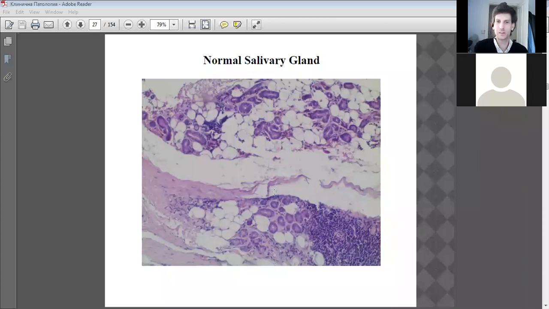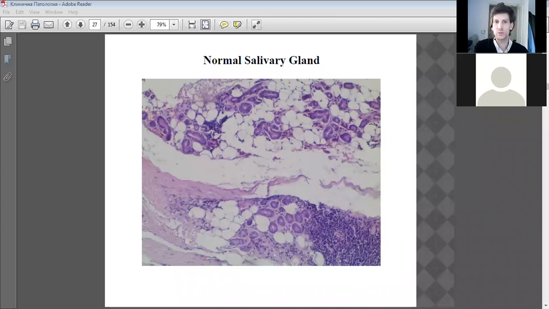Oh, good. That's excellent. So let's continue from here. Normal salivary gland. And you can see on the right-hand side here, there's lots of cells undergoing mitosis, of course, to produce the secretions. And here we can see some fracture of the tissue due to sectioning.